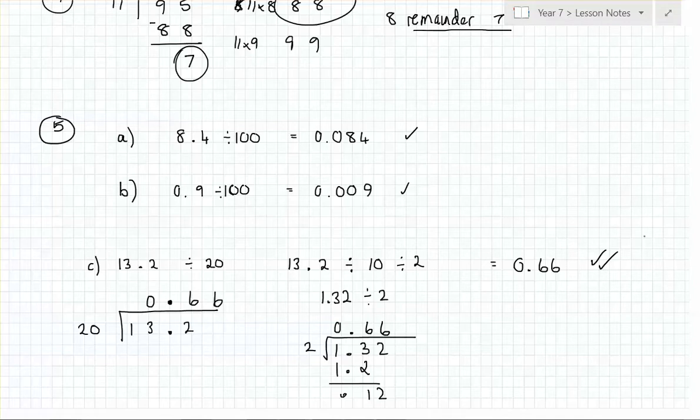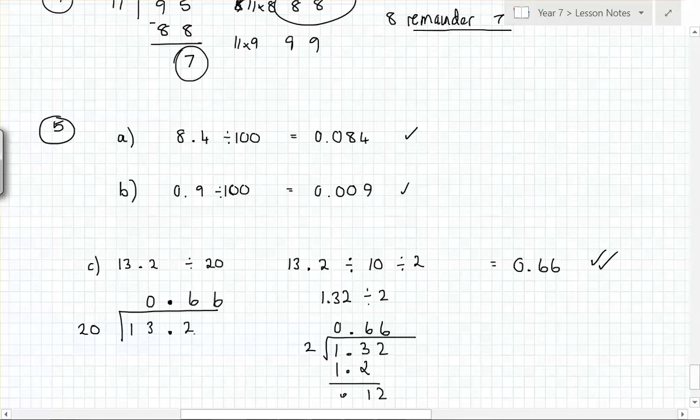Okay, this one I'm going to be a bit tougher on. I've given lots of marks for methods, but if you give an answer like 66 instead of 0.66, listen to me. In this case, I'm not going to give the marks for an answer like 66, because he should have known that the answer wasn't going to be 66. You cannot get 66 20s in 13.2.